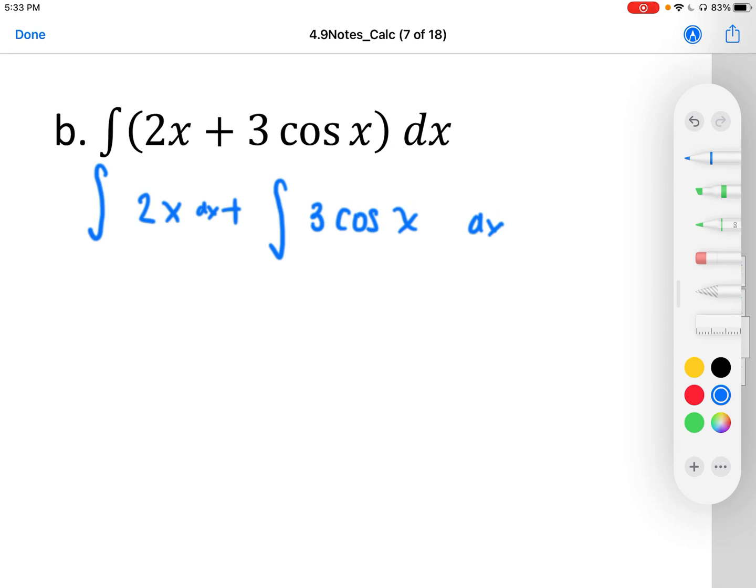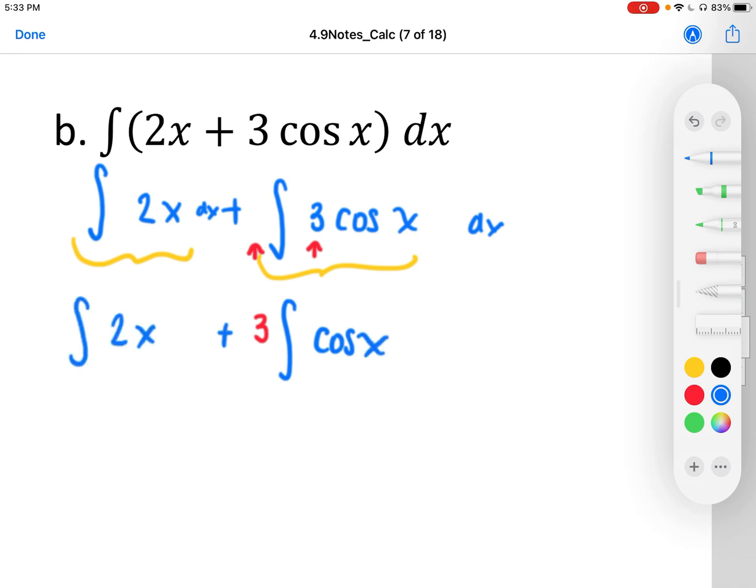So we can easily take this first integral, right? But here, that 3, at least for me at first sight, looks kind of odd. So why don't I move that 3, that constant, to the outside of my integral so that I have 3 integral cosine of x. Okay, that helps.